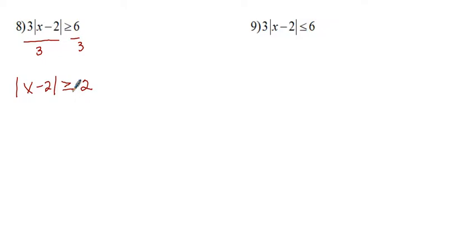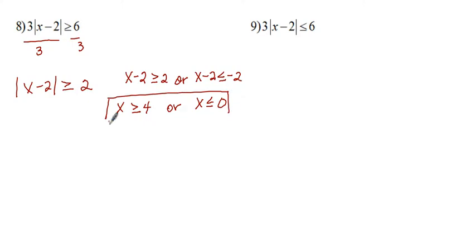Step 2, is this a less than or greater than? I've got absolute value of x minus 2 is greater than or equal to 2. So greater, that's an or setup. So my setup is x minus 2 greater than or equal to 2, or x minus 2 less than or equal to negative 2. That's my setup. And now, see, the absolute values get to go away. Solve each side. X is greater than or equal to 4. X is less than or equal to 0. That's my algebraic solution for that.